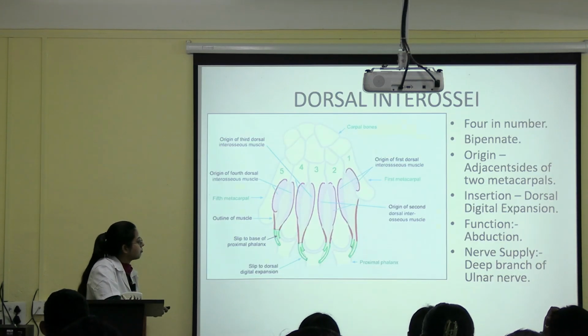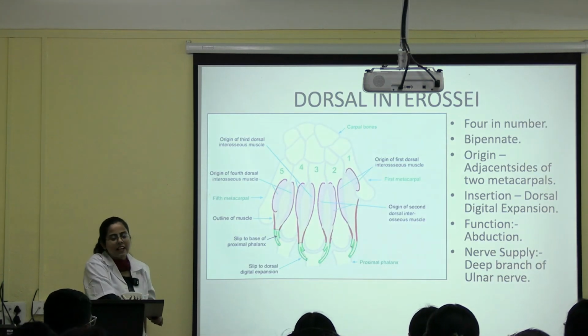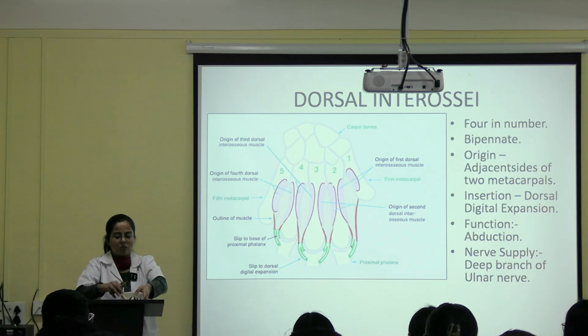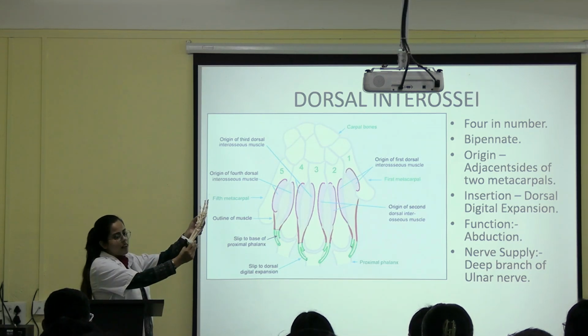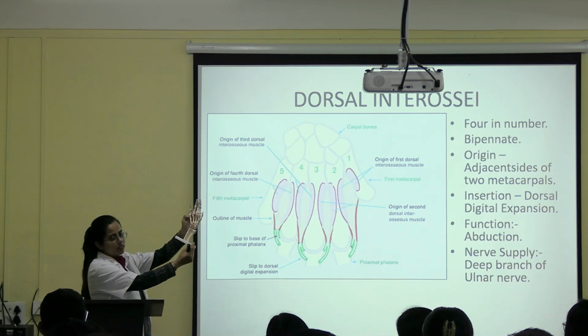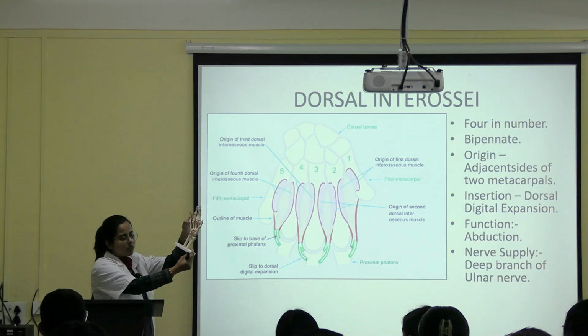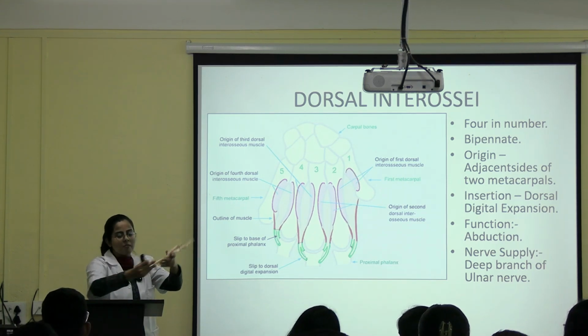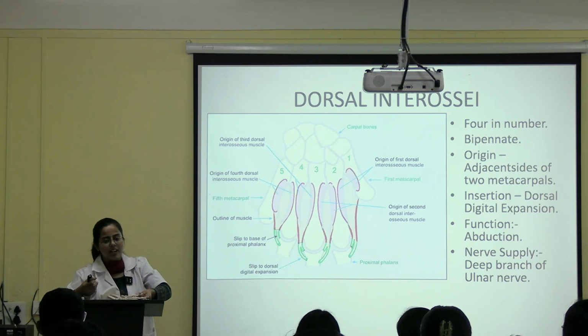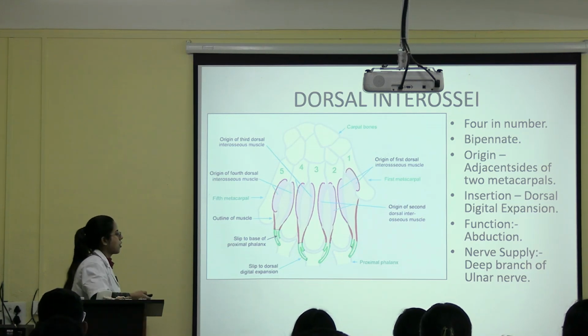Function? Flexion at which joint? What is this joint? This one. Metacarpo. What is this bone? Phalangeal. Metacarpophalangeal joint flexion and extension at interphalangeal joint. Okay.